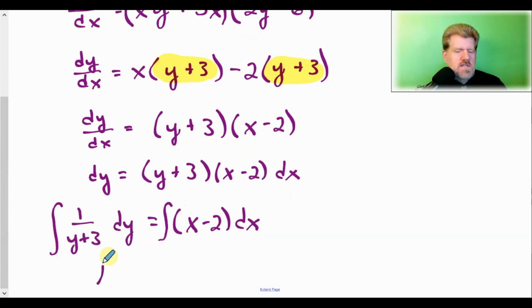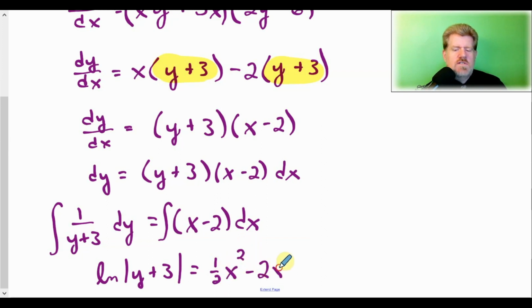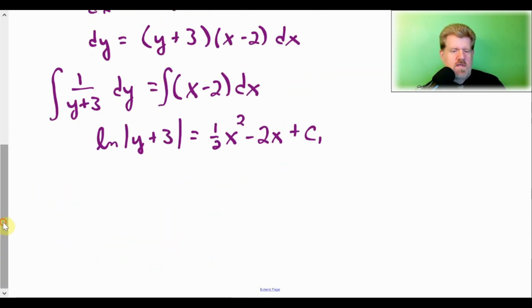Well, it's still this, so we're still okay. What's the antiderivative of x minus 2? Oops. It'll be x squared, but then we divide by 2. So 1/2 x squared minus 2x plus some constant. Now notice I put c sub 1 again because the constant is going to go through some changes. Okay? All right.